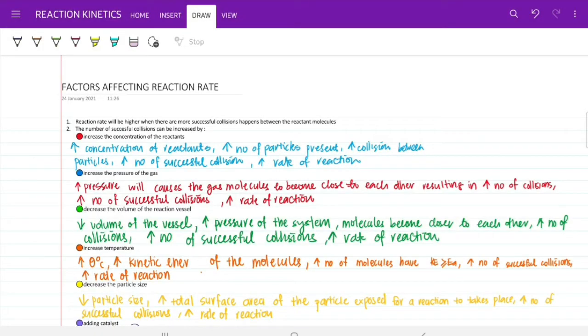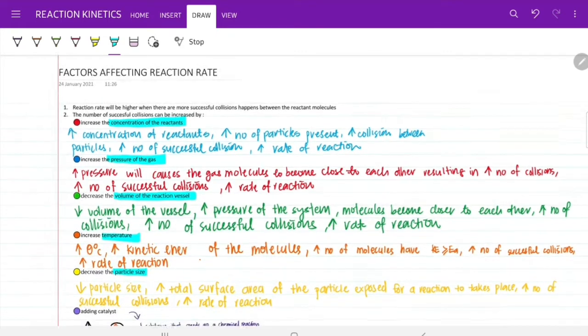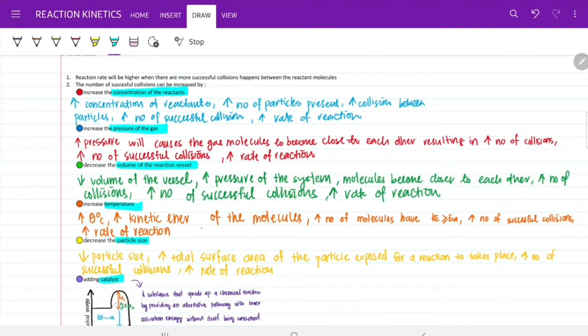Okay guys, so you already learned about the reaction rate as well as the collision theory. Your reaction rate can be increased or decreased by controlling several factors. The factors that I'm going to talk about here are concentration of the reactants, pressure of the gas, volume of the reaction vessel, temperature, particle size, as well as catalyst.